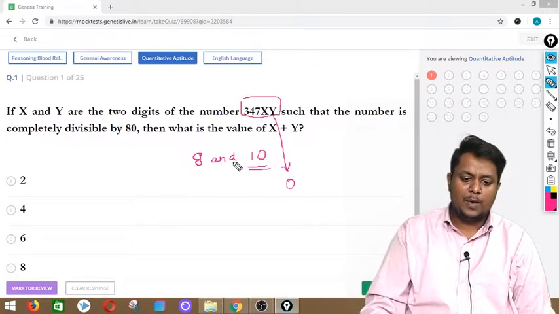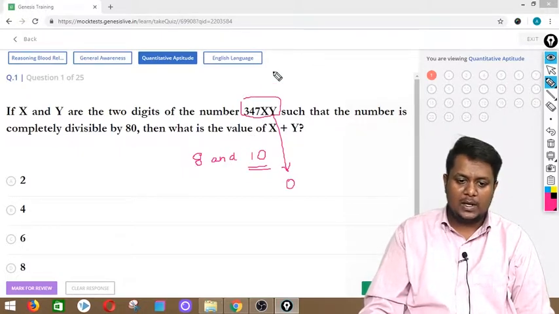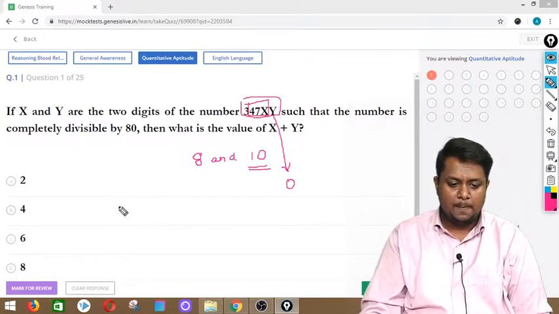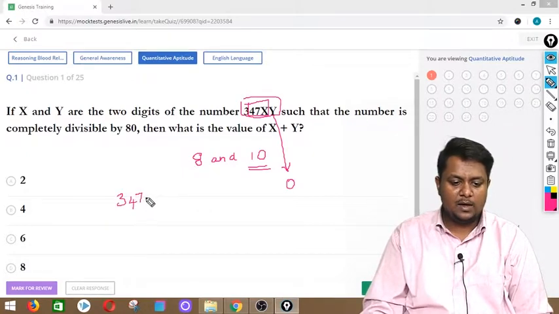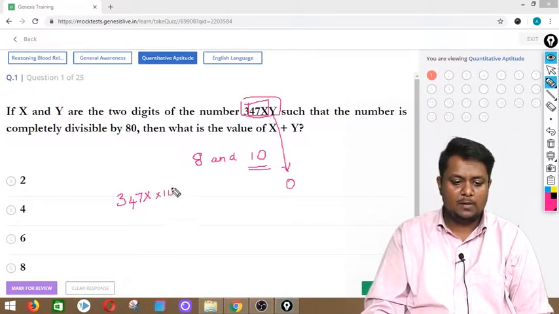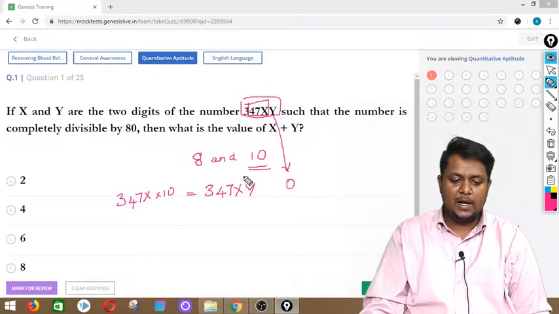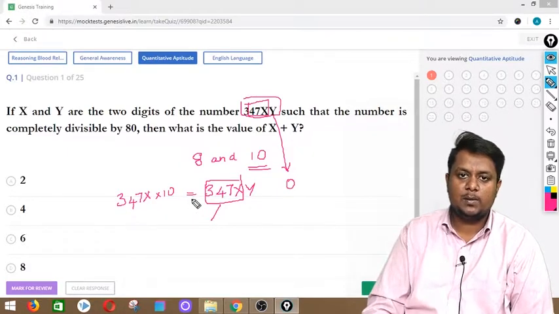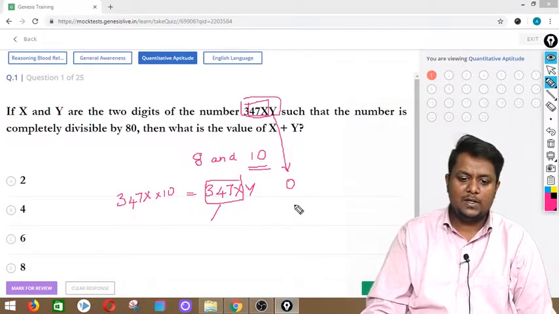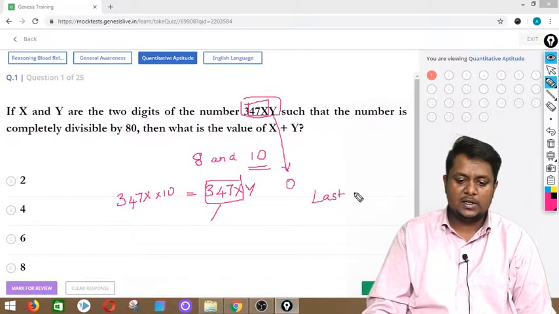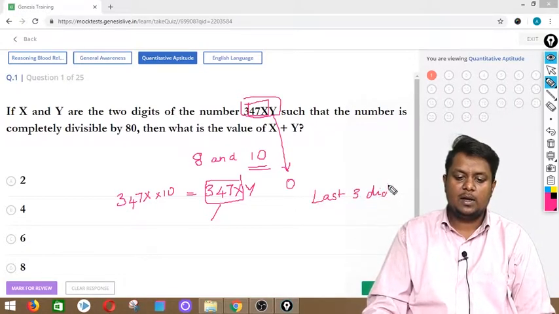Now, for a number to be divisible by 8, the last three digits of the number should be divisible by 8. So let us say 347x into 10 will give 347xy, right? So we have already determined that the last digit is 0. So the remaining part 347x should be divisible by 8. For a number to be divisible by 8, the last three digits should be divisible by 8.